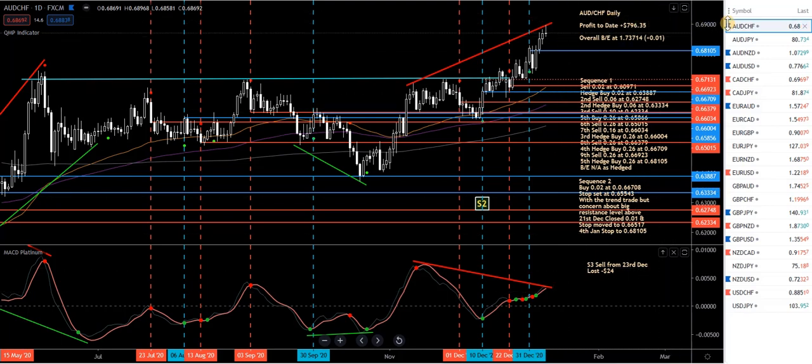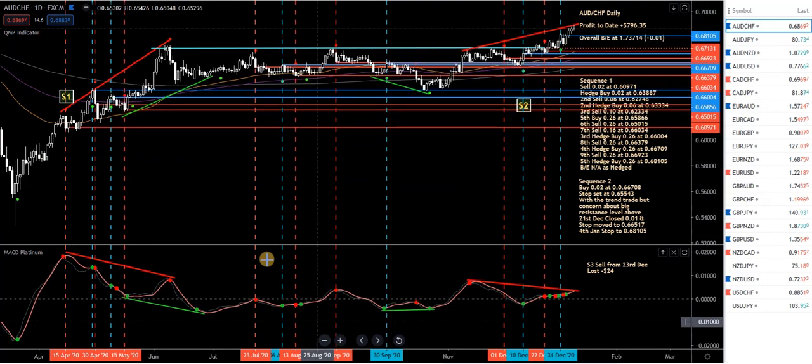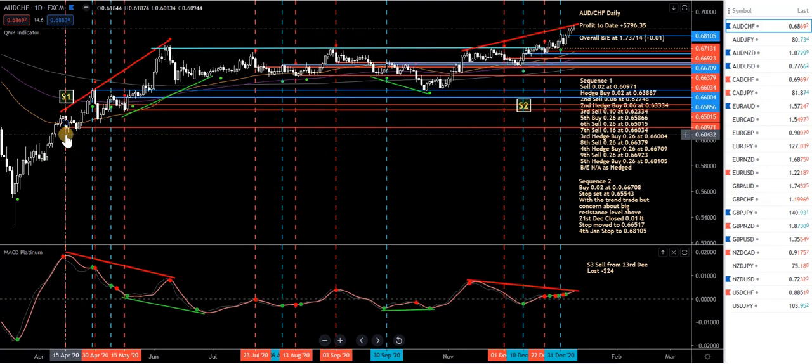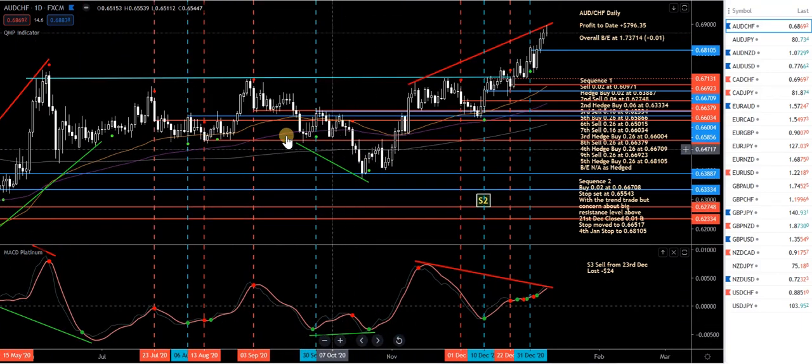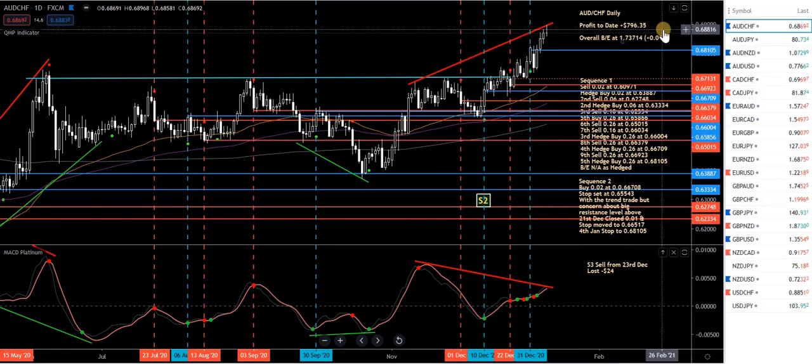So we'll start with the Aussie Swiss, that's the top one. You can read all my notes on the charts. Just pause the video and read my notes. S1, S2, sequence 1, sequence 2. Have you read that Word document? So I'm in an old sequence from way back. I don't know where S1 actually starts. This is the daily chart, so this starts back on the 15th of April. So don't worry about that too much. This is back in the days when I was hedging everything. Got to work my way out of it. You'll see I'll have a profit to date of $796.35.